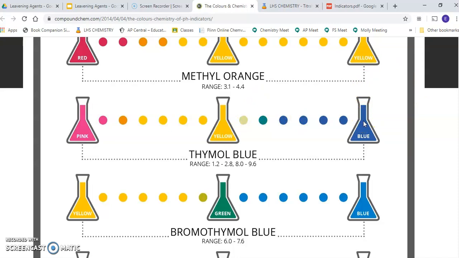Your assignment is going to be to see if you understand how this works. What you're going to be given is a sheet, and then I'm going to show you the pH of some different liquids, and then you are going to have to see if you can predict what color they are.